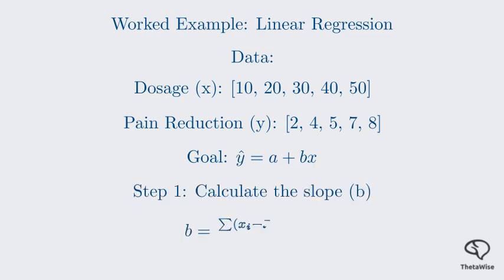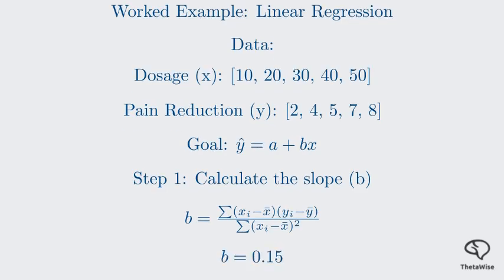First, we need to calculate the slope, b. The formula for b is the sum of the products of the deviations of x and y from their respective means, divided by the sum of the squared deviations of x from its mean. After calculating the means and deviations, we find that the slope b is 0.15. This means that for every 1 milligram increase in dosage, we predict a 0.15 point increase in pain reduction.